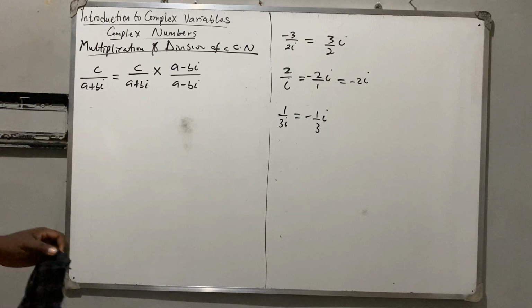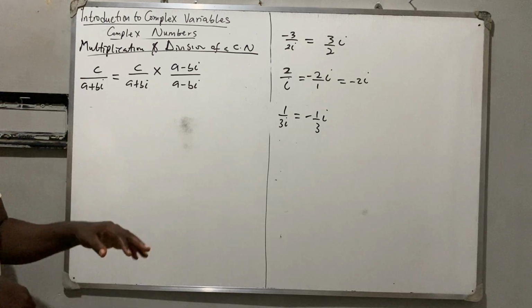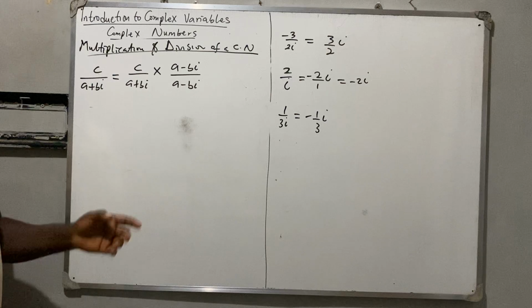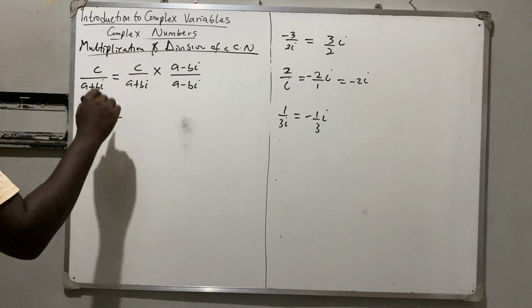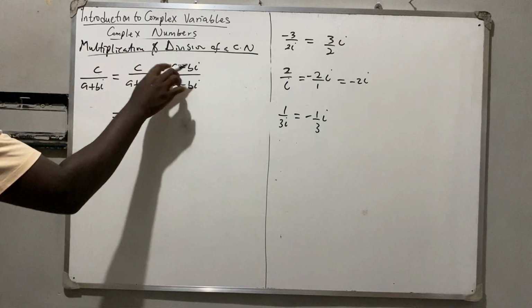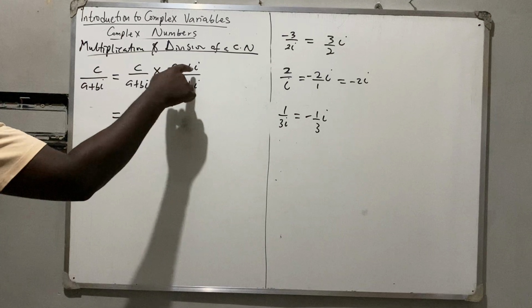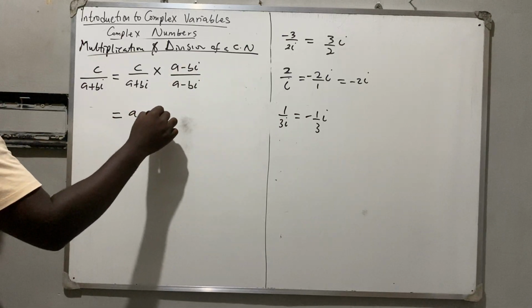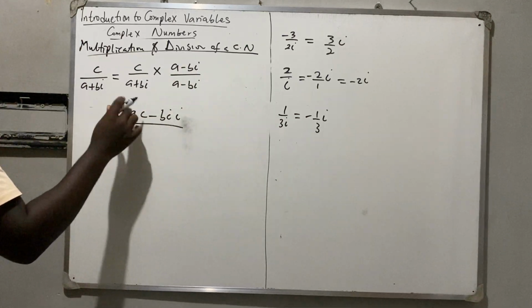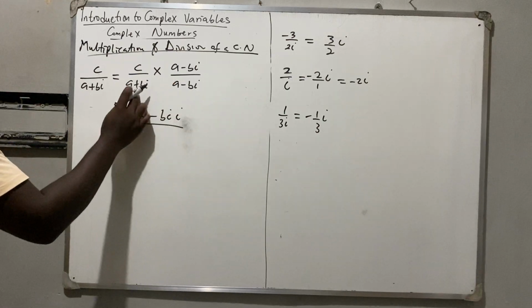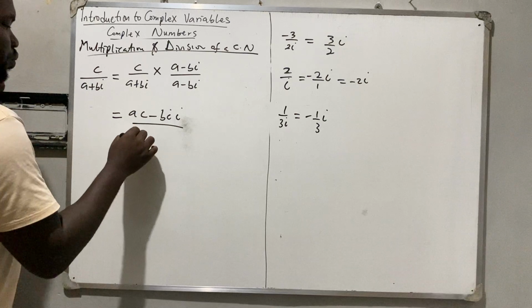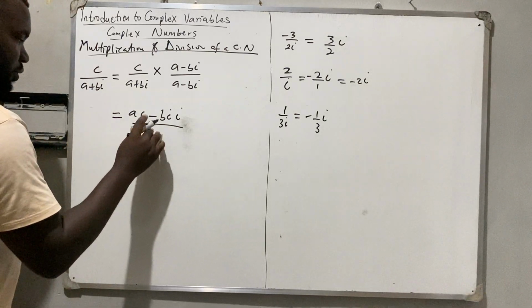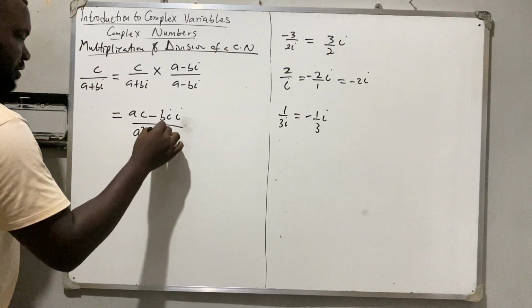Now, anytime you are rationalizing either a surd or a complex number using its conjugate, the denominator must be a difference of two squares. It's a must. The denominator must be a difference of two squares. So for the numerator, do your normal multiplication. c times this gives ac. c times this one gives what? Minus bci. All over the denominator, which must be a difference of two squares. So the denominator must be the first term squared, minus the second term squared.